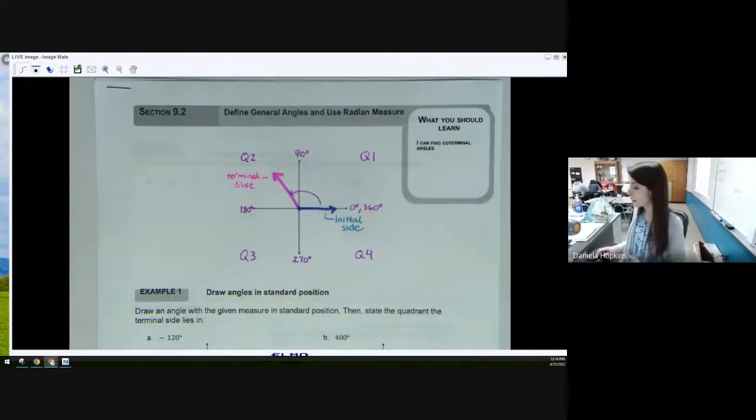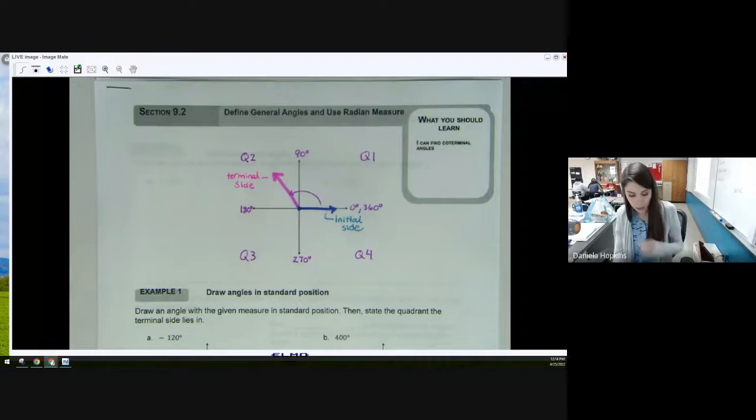Okay, so I want you to be familiar and comfortable with the terms initial side and terminal side and just our coordinate plane and how these angles look on the coordinate plane. We will talk about radians today as well, but let's just focus for now on in degrees, what are these terms?